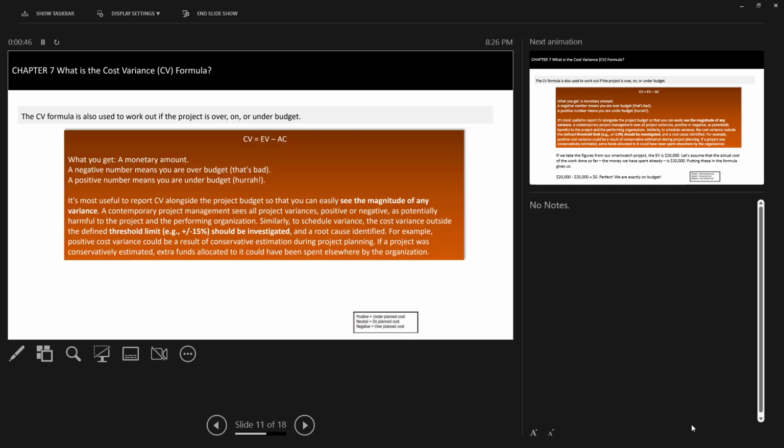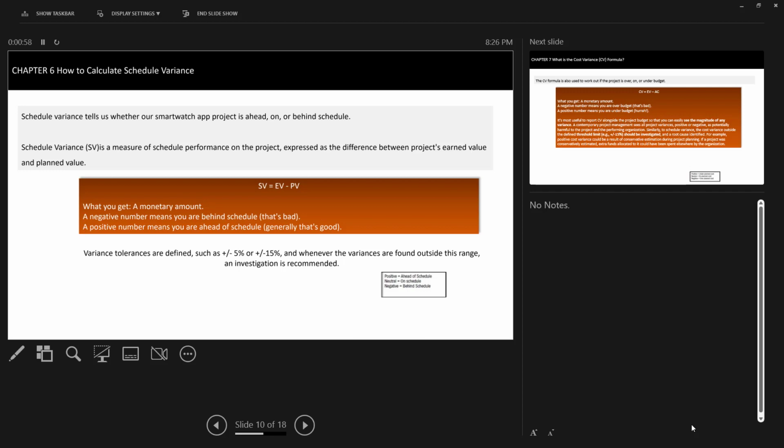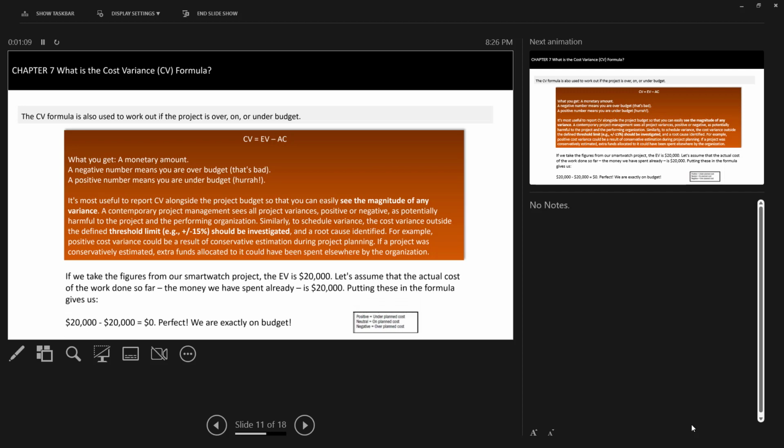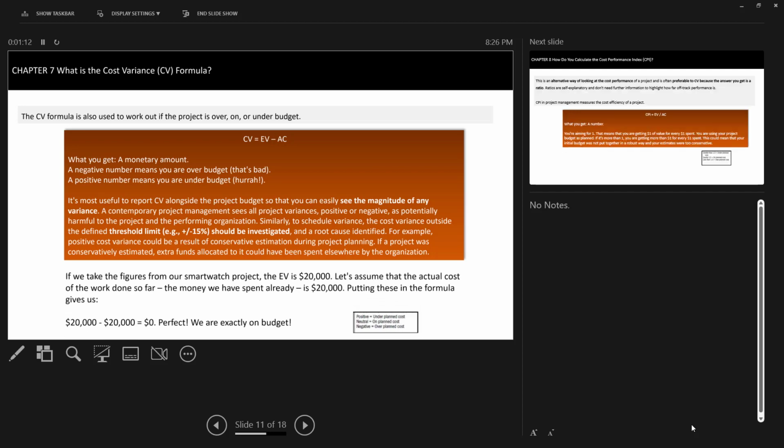Next one is cost variance, and this is the formula. The CV formula is used to work out if the project is over, on, or under budget. The previous one was schedule, SV; CV is for budget. Just see the difference. It's earned value minus actual cost. So I can give you the example from the previous one. Your earned value, as per the percent formula, was 20, minus the actual cost, which was also 20, and you get the value of 0. As per that, we are on planned cost.